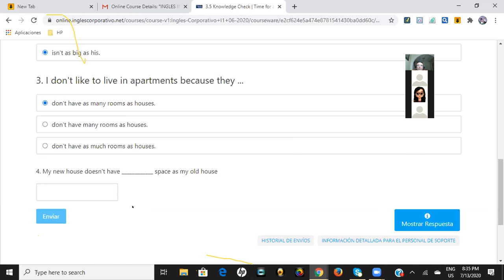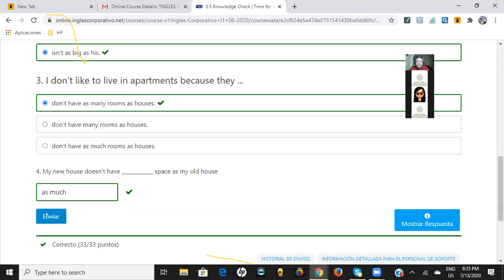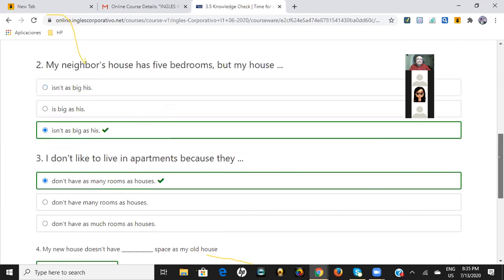Okay, and number four, my new house doesn't have what? As much. Okay. As much space as my old house. Now you could also say my new house doesn't have enough space as my old house, which is valid. So we send it, and your answers were perfectly correct. All right. Any questions or comments about this exercise?